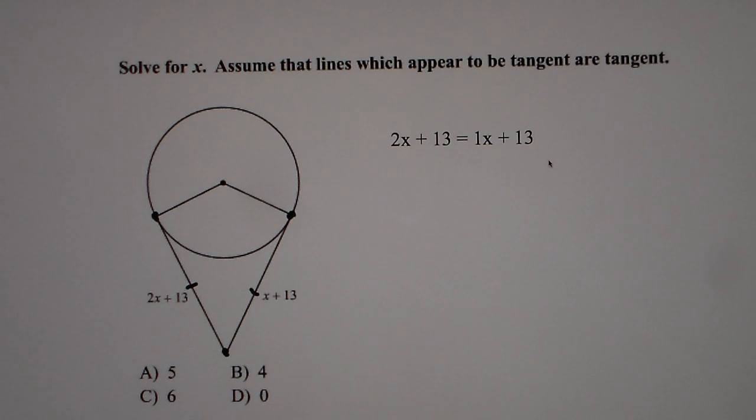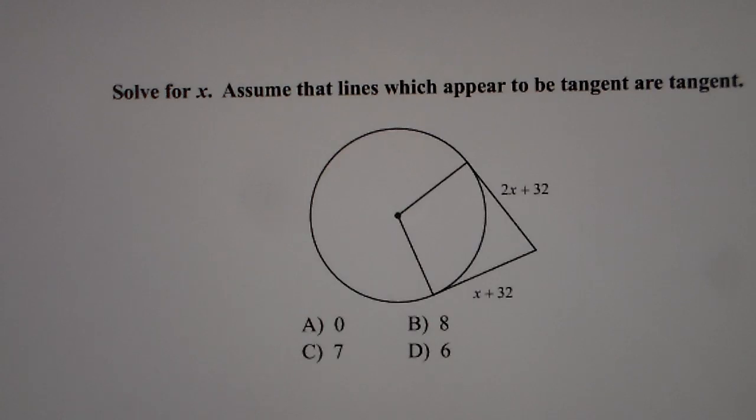We do our inverse operations. Subtract 1x from both sides. So we get 1x plus 13 equals 13. Subtract 13 from both sides. 1x equals 0. So x is equal to 0 on this one. Which makes sense when we put 0 back in. 2 times 0 is 0. 1 times 0 is 0. So 13 equals 13. Cool. Let's do another one.